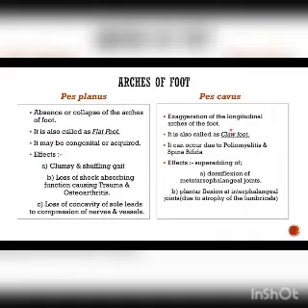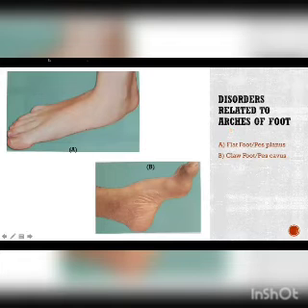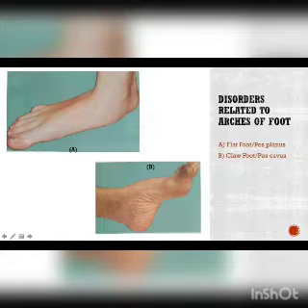Pes planus can be congenital or acquired, whereas pes cavus is a symptom of diseases such as polio and spina bifida. As you can see in this picture, there's a complete collapse or absence of arches causing flat foot in the person. Whereas in this picture, there is an exaggeration in the longitudinal arches of the foot, and especially a superadded dorsiflexion of the metatarsophalangeal joints.